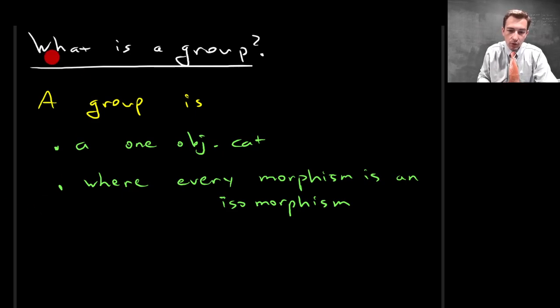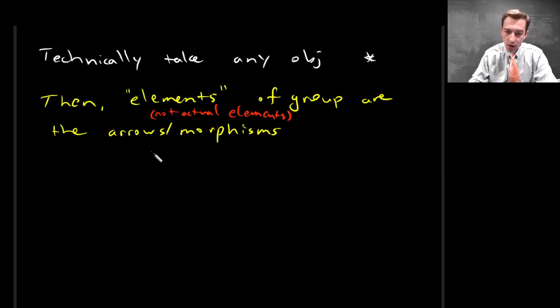In this video, I'm going to answer what is a group. So a group is a one object category, with the special restriction that every morphism has to be an isomorphism. If you don't know what categories are, check them out. It's kind of important to understand what groups are. Although I'll say this isn't the standard treatment, I think it's probably the better definition, or at least as good. They're equivalent, but I like this definition more.